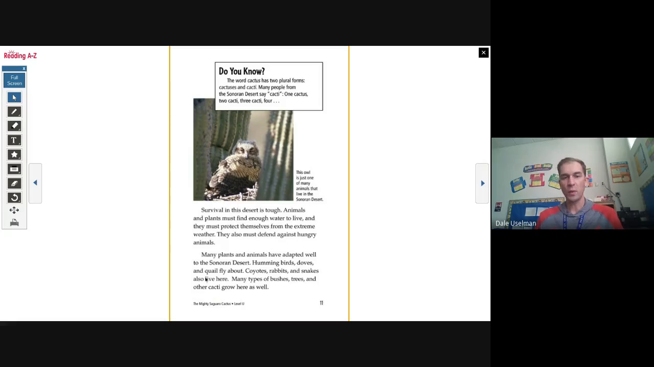Hummingbirds, doves, and quail fly about. Coyotes, rabbits, and snakes also live here. Many types of bushes, trees, and other cacti grow here as well.